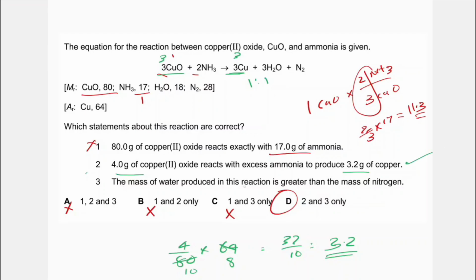The mass of water produced in this reaction is greater than the mass of nitrogen. Clearly, because the mass of water is 3 times H2O, which is 54, and N2 is just 28, which is clearly greater than the mass of nitrogen. It's correct. So the answer is D.